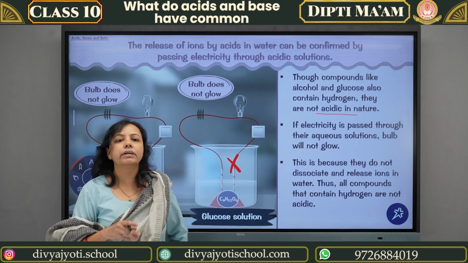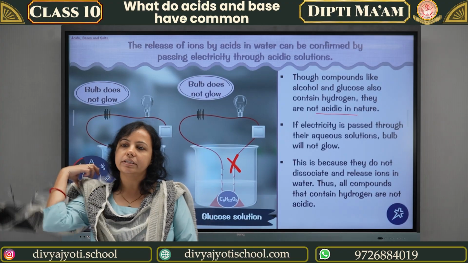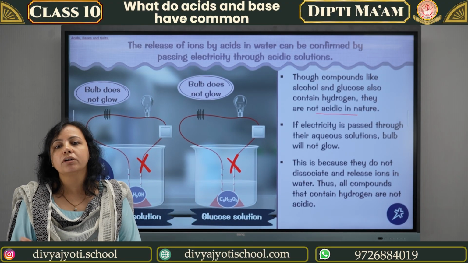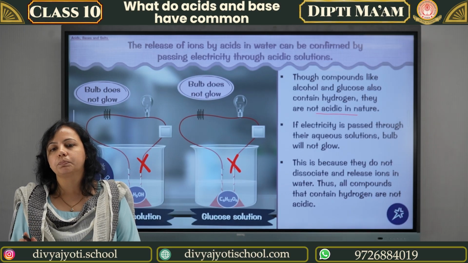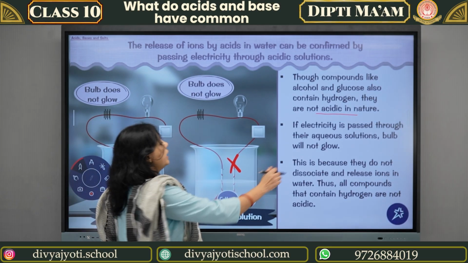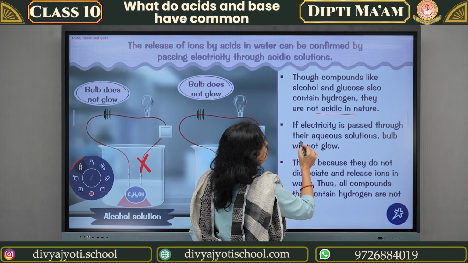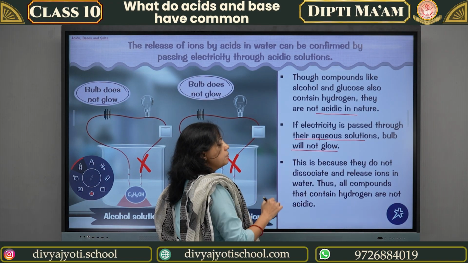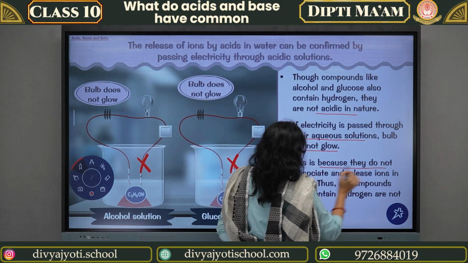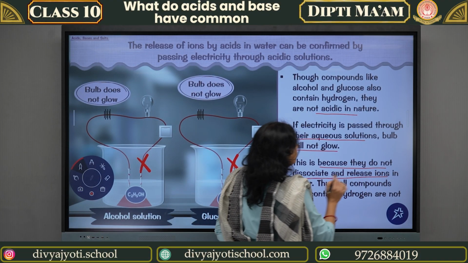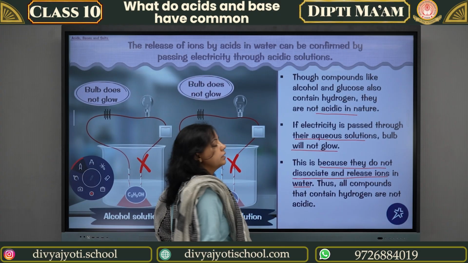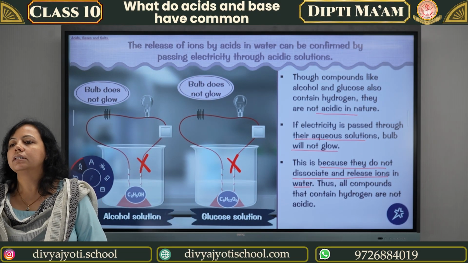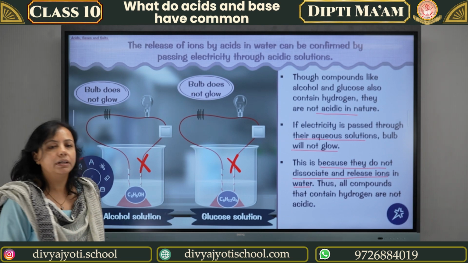Okay, why are they not acidic in nature? What is the main reason? Because they do not produce H plus ions. If electricity is passed through their aqueous solution, the bulb will not glow. And what is the main reason? Because they do not dissociate and release ions in water. When glucose and alcohol react with water, the ionization process does not happen.